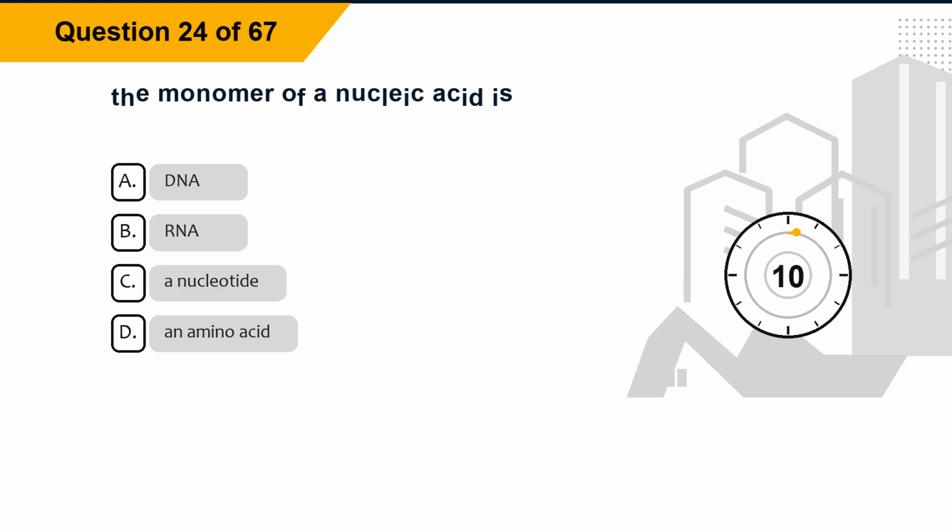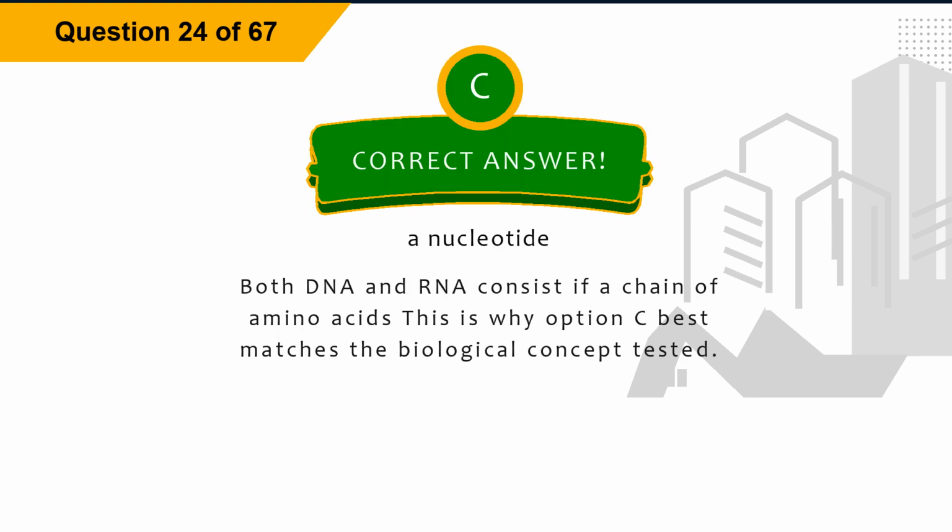Question 24. The monomer of a nucleic acid is: Option A, DNA. Option B, RNA. Option C, a nucleotide. Option D, an amino acid. The correct answer is option C, a nucleotide. Explanation. Both DNA and RNA consist of a chain of amino acids. This is why option C best matches the biological concept tested.